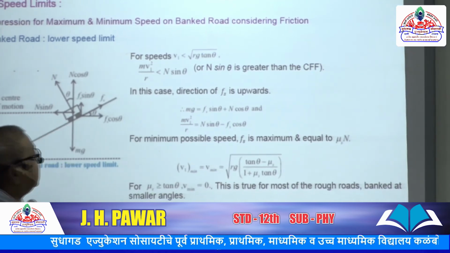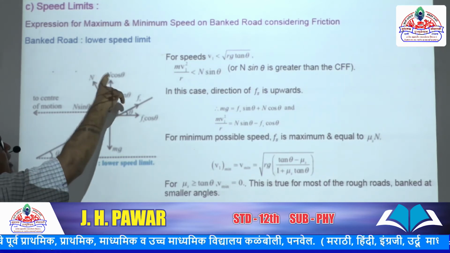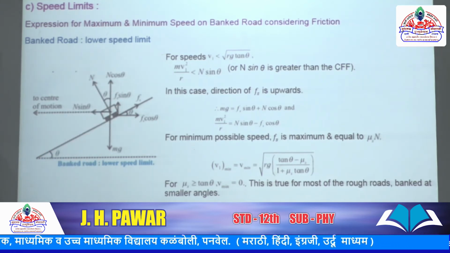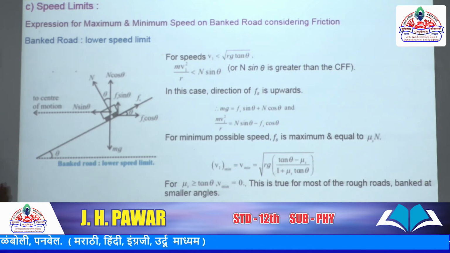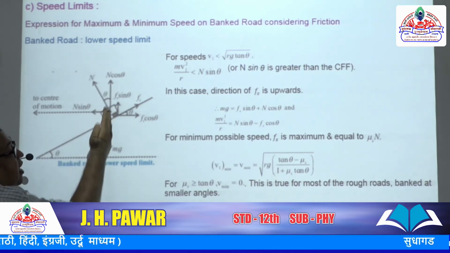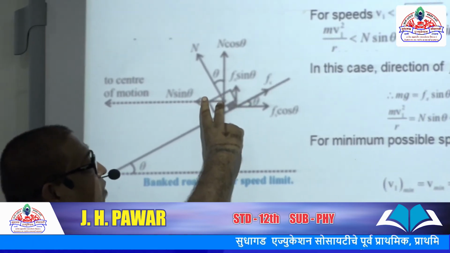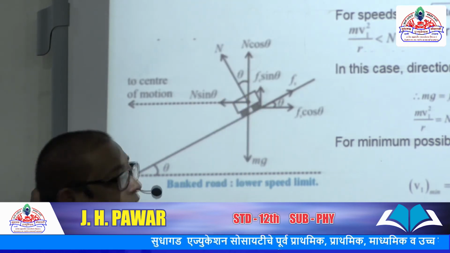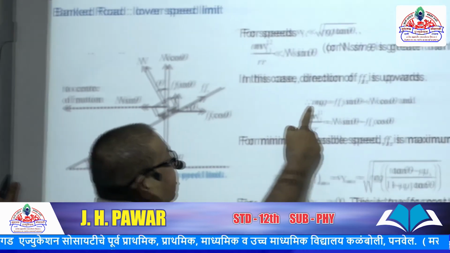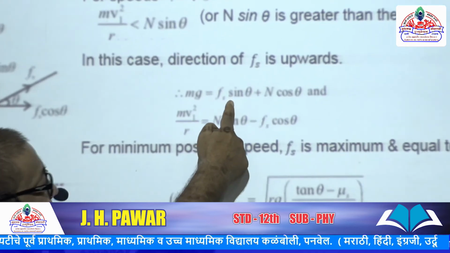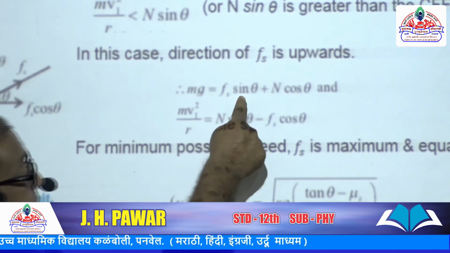Look at the equations. Here the weight is acting vertically downwards. In the last equation we considered only the normal reaction acting vertically upwards. But when we consider the force of friction, the component of the force of friction, Fs sin theta, is also in the direction of N cos theta. So weight mg is vertically downwards, and these two forces, N cos theta and Fs sin theta, are both vertically upwards. Thereafter you can take the weight equal to Fs sin theta, the vertical component of the force of friction, plus N cos theta.